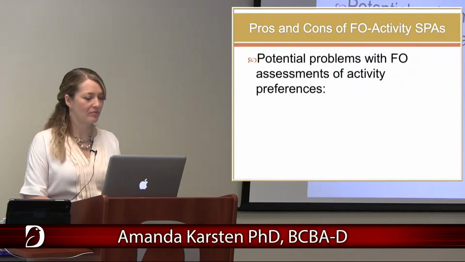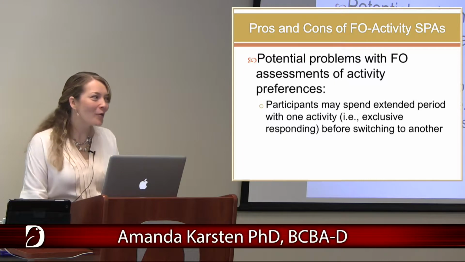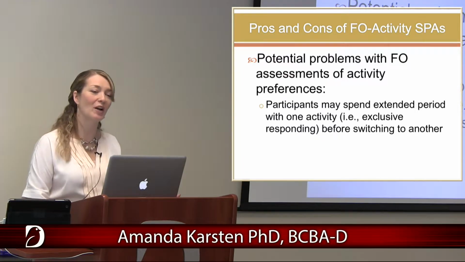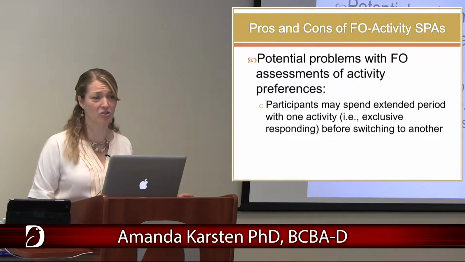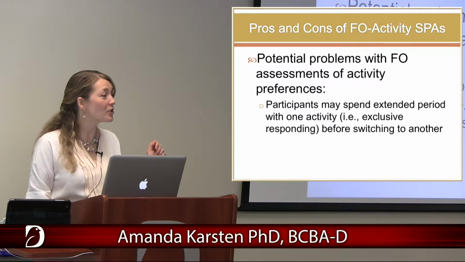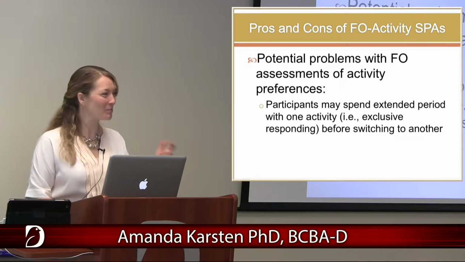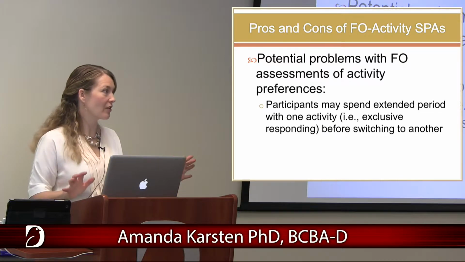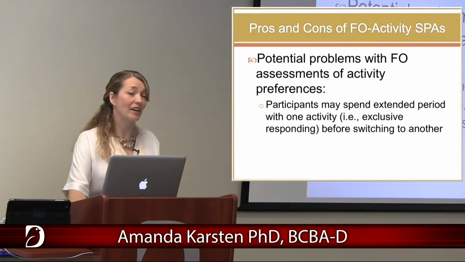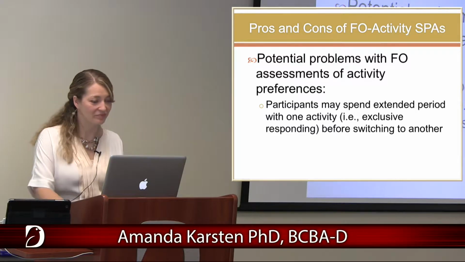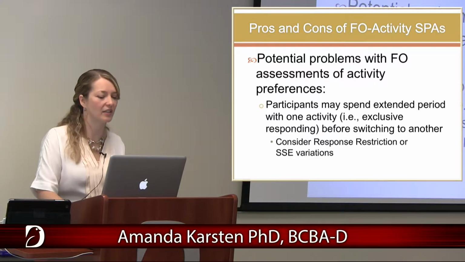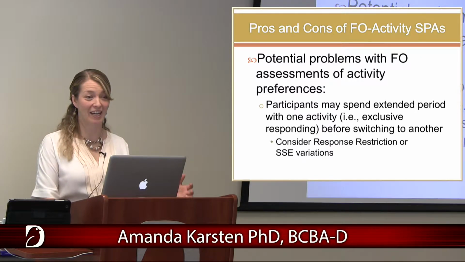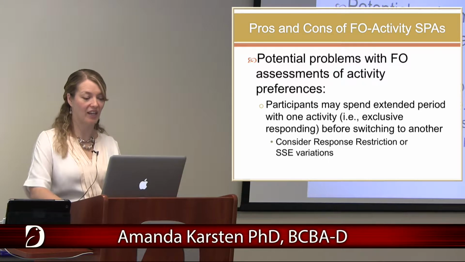Okay, some potential problems. You guys know exclusive responding can occur. So clients may spend an extended period with just one activity before switching, or they may never switch. You may only learn about one activity they like, in which case you can do a response restriction trial, right? Remove one activity and see if they choose to engage with the second activity when there are no other options. And in that case, you might actually have more than one effective reinforcer. Okay, you could also do a single stimulus variation. Provide access to just one activity at a time and measure the duration of engagement per activity, and then compare the percentage engagement.